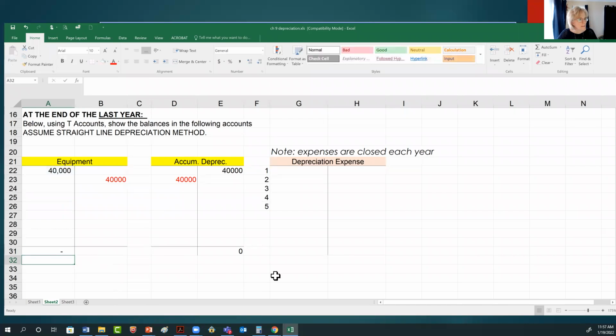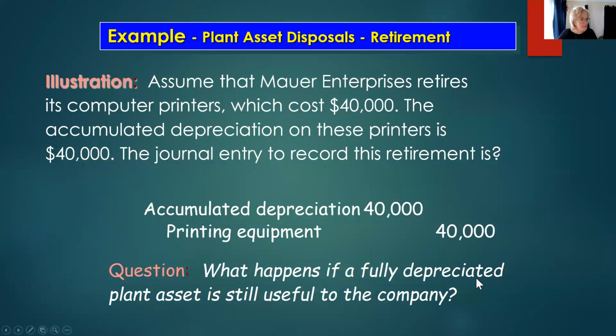After I make that journal entry, there'll be 0. So really, really use your T accounts to help you on these problems. What happens if a fully depreciated plant asset is still useful to the company? What are you going to do then? Then you're just going to leave it. You're not going to make this journal entry. You'll just have a debit of 40 in equipment and a credit of 40 in accumulated depreciation.